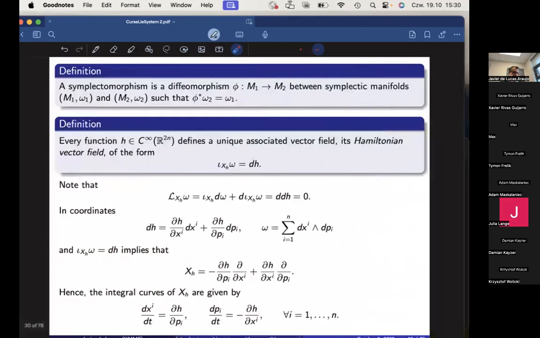More things. When you have a symplectic manifold, you will define symplectic morphisms and things related to them. So a symplectomorphism is a diffeomorphism between symplectic manifolds. I've written here, you see, you have a symplectic manifold M1 with a symplectic form omega 1. You have another manifold M2 with a symplectic form omega 2. And you will say that a certain diffeomorphism, and this is important to remember that this is a diffeomorphism, okay, between these two manifolds is a symplectomorphism when the pullback of omega 2 is equal to omega 1. So this is the relation.